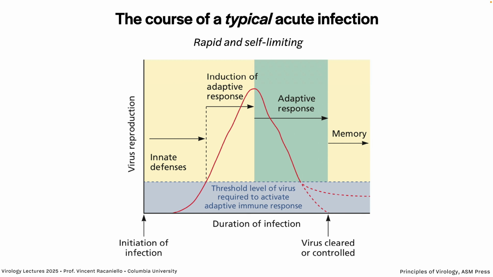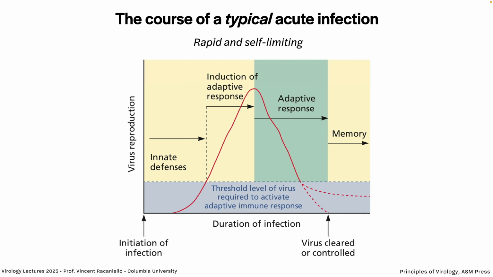And virus production on the Y, time on the X. So we have the infection beginning there at the origin, and the red is virus reproduction. So you can see virus begins to reproduce. The gray is the threshold of virus needed to activate the adaptive immune responses.